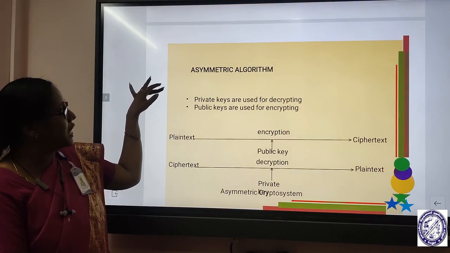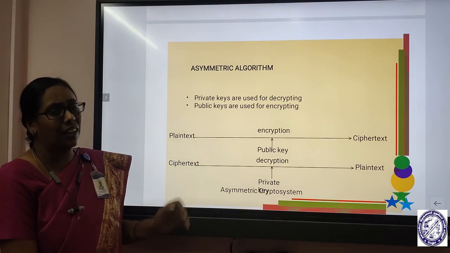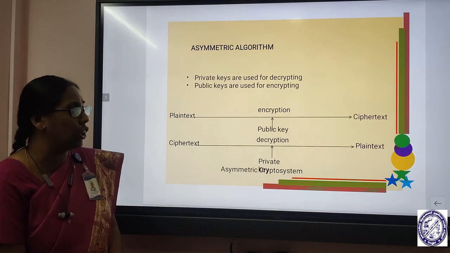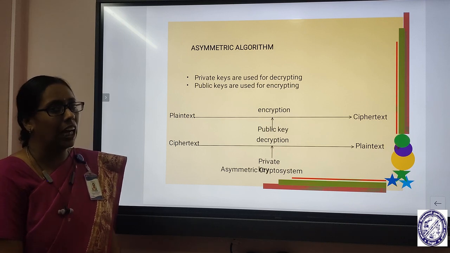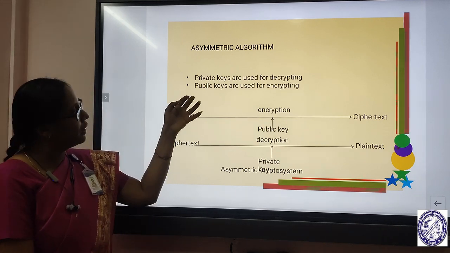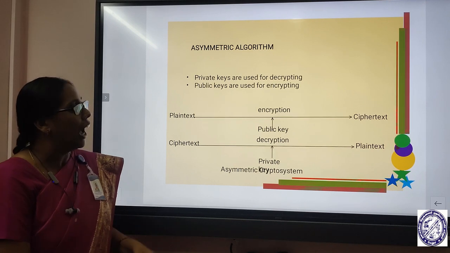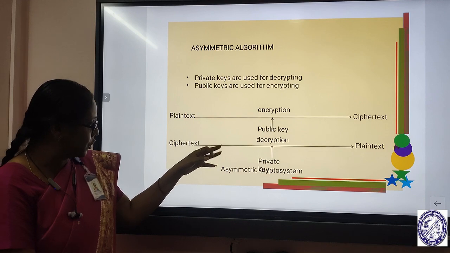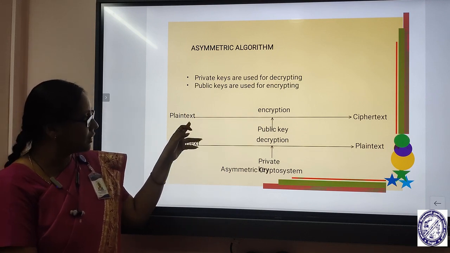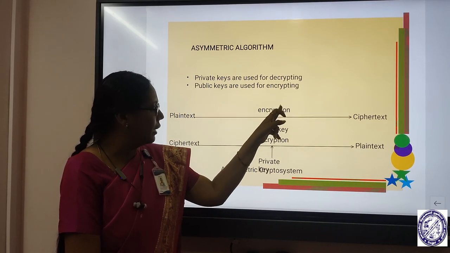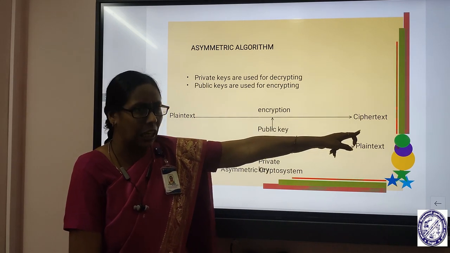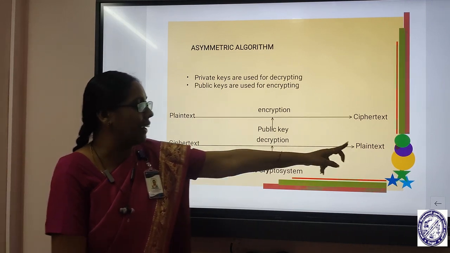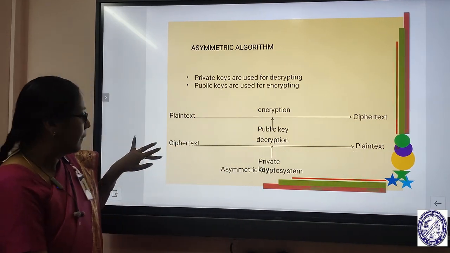So now we are going to see about asymmetric algorithm. We use the public key and private key. Here public key is used for encryption and then private key is used for decryption. In the diagram I have shown, this is the plain text. When we encrypt with the public key, we get the ciphertext, and then the ciphertext is decrypted with the private key and we get the plain text back.